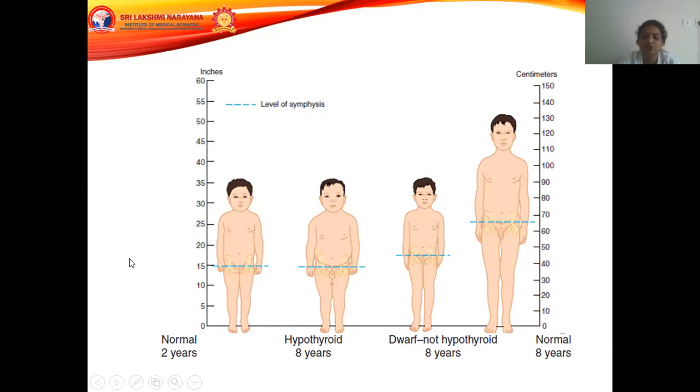There are other features also which can distinguish a hypothyroid individual, that is a cretin. Okay, a short statured hypothyroid individual is also called a cretin. So there are also other features which can distinguish a cretin from a dwarf. Okay, that we'll see later.